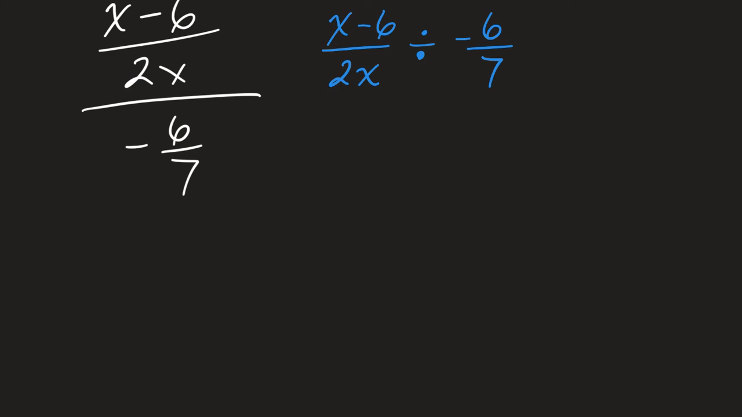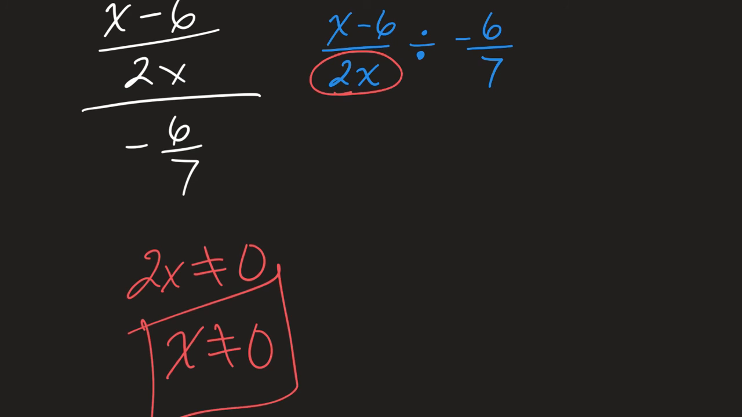So before I do anything, what I want to do is take my excluded value. So I have a denominator here. I need to make sure that this denominator does not equal 0. Since it does not have a plus or minus sign, that is 0. So I cannot use 0 for this entire equation.